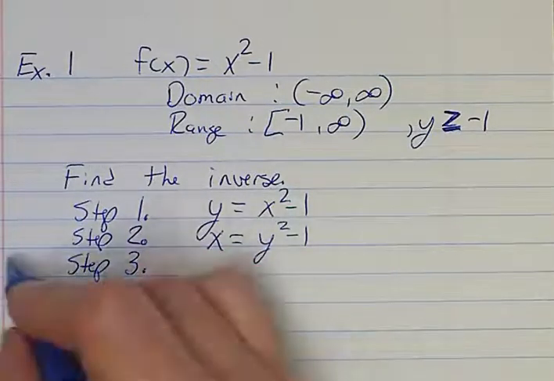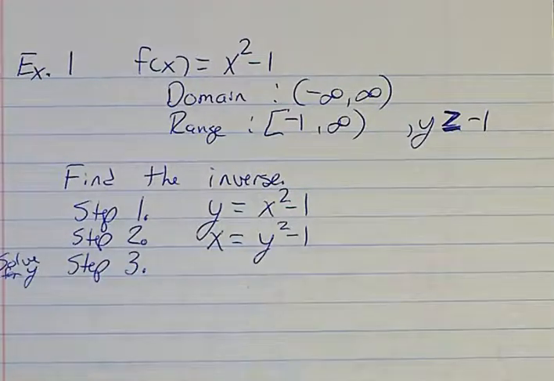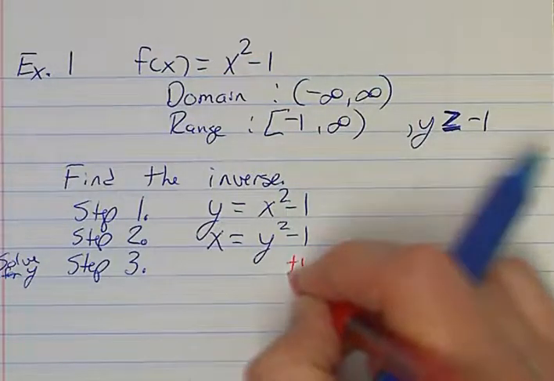And step 3, this is where we're going to solve for y. So now you've got to get the y by itself. For this one, the very first thing you would do is add the 1 to both sides.